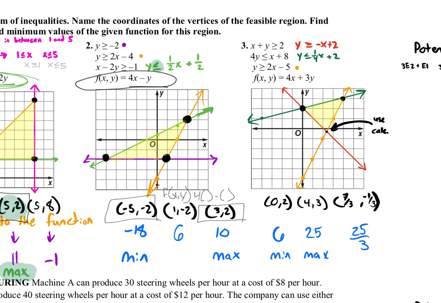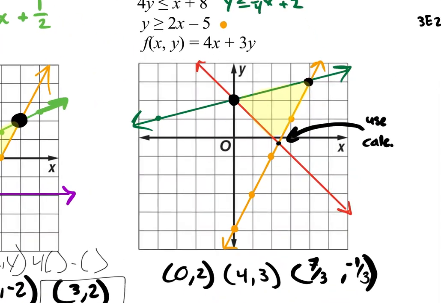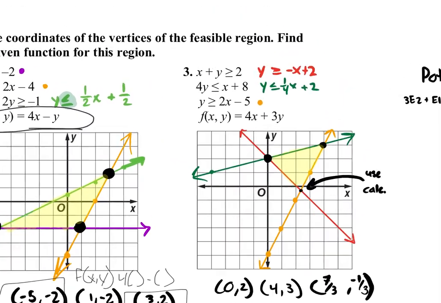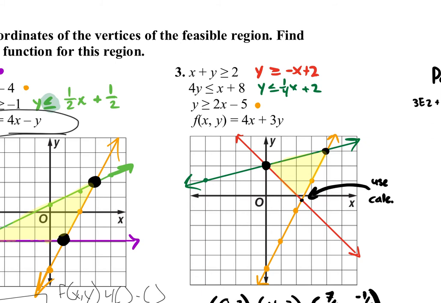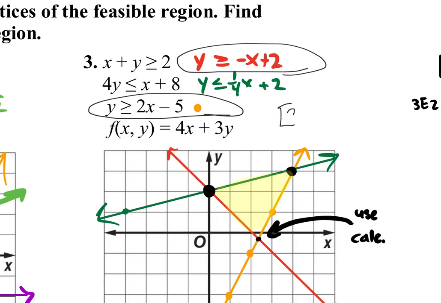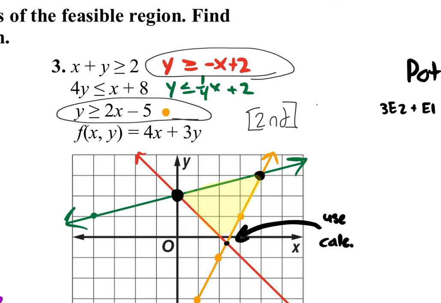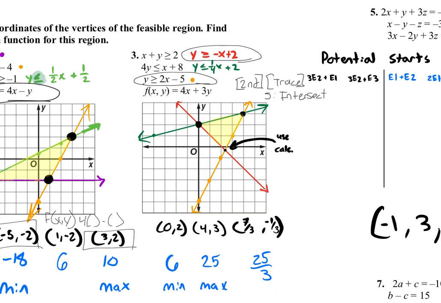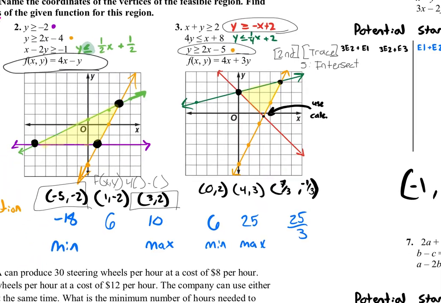This one, I recommend using your calculator to find that crossover spot by typing the red and the orange one into our calculators. And then we used second trace. And I believe it's option 5, which says intersect. And going through that. But we can certainly talk about that more in person if you need that help.